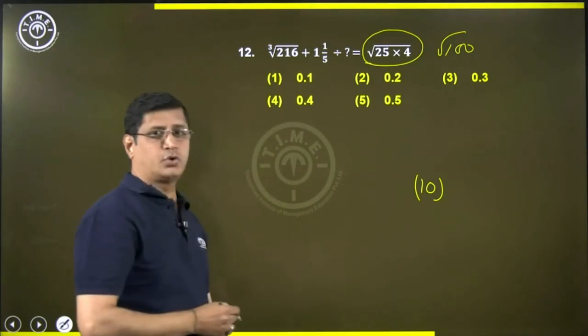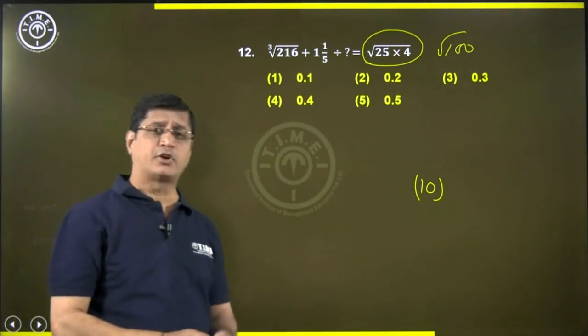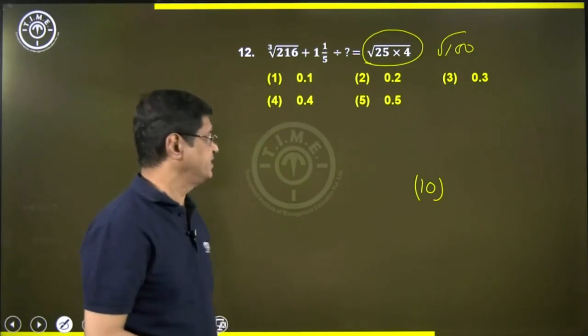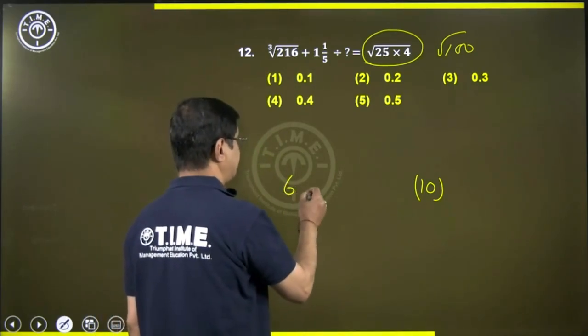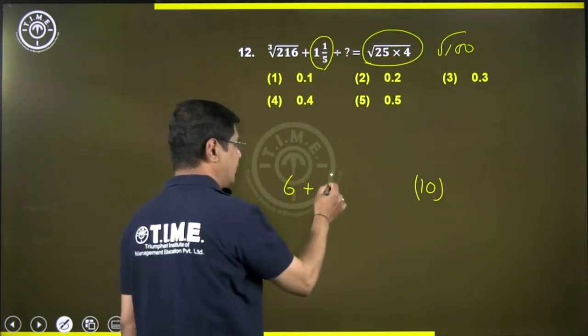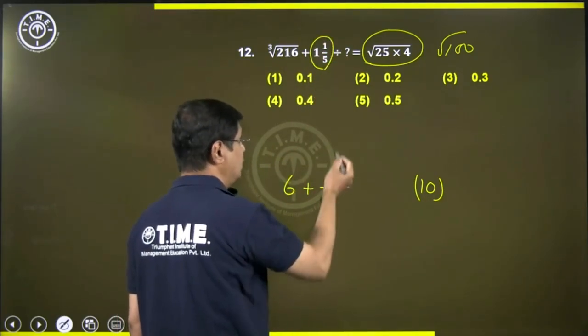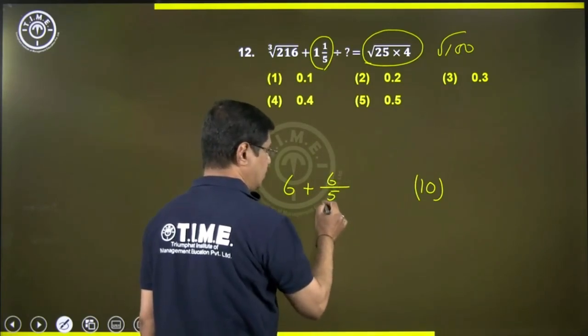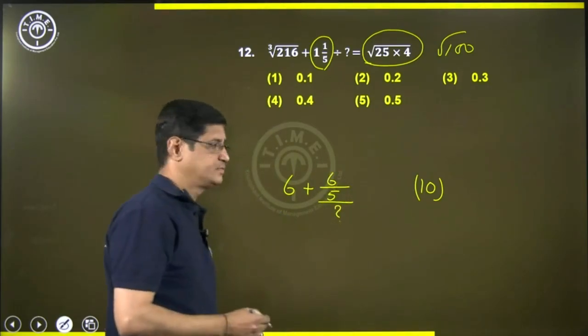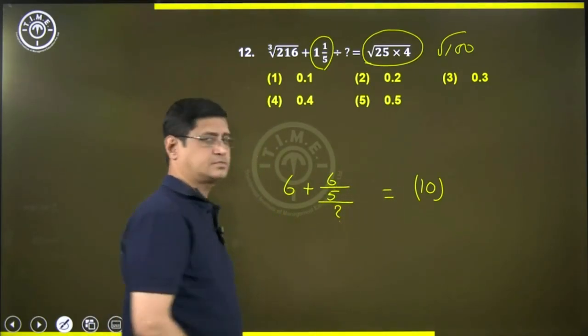Cube root of 216. 216 is a perfect cube. That is 6 cubed. 6 cubed is equal to 216. So here 6 plus, how much is the value of 1 by 5? That is 6 by 5 divided by question mark. When you take this question mark, it is equal to 10.